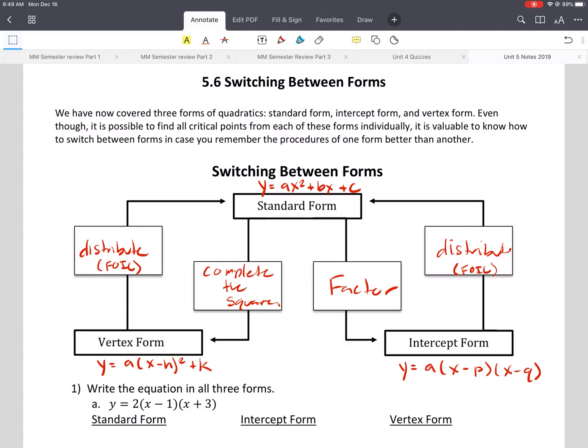If you want to go from standard form to intercept form, we've talked about this already. I think that was in 5.4 when we learned about intercept form. We switch by factoring. You may need to take out the GCF first. If you want to go from intercept form back to standard form, you just distribute, you FOIL, or use a box method.